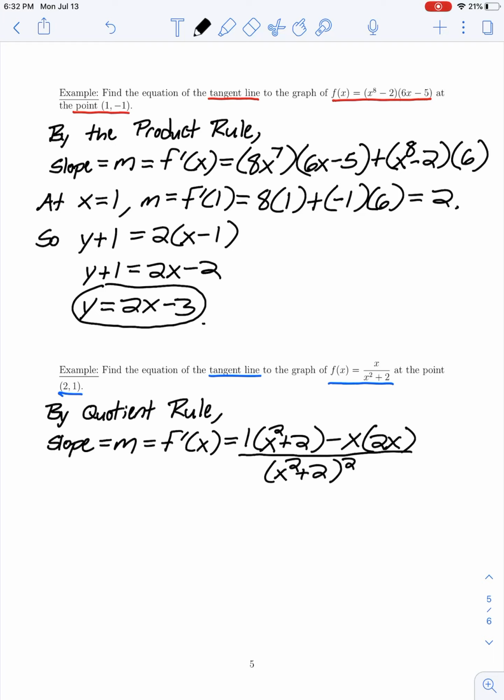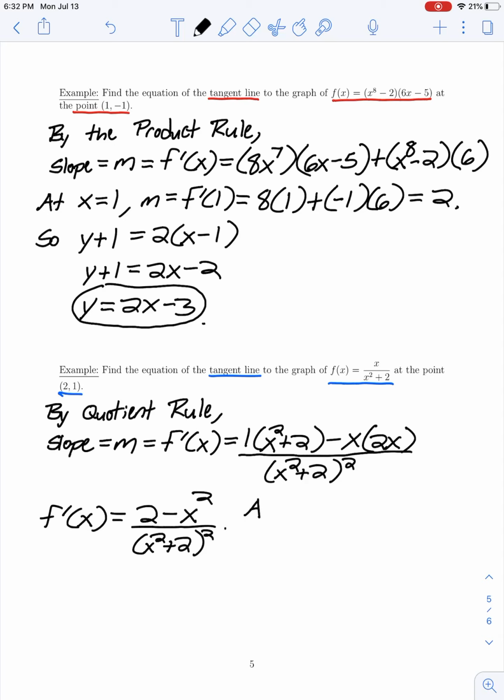So here, it's not too difficult to simplify this expression. We have f prime of x is equal to, we would have an x squared plus 2 minus 2x squared. So that leaves us with 2 minus x squared for our numerator over x squared plus 2 quantity squared for the denominator.